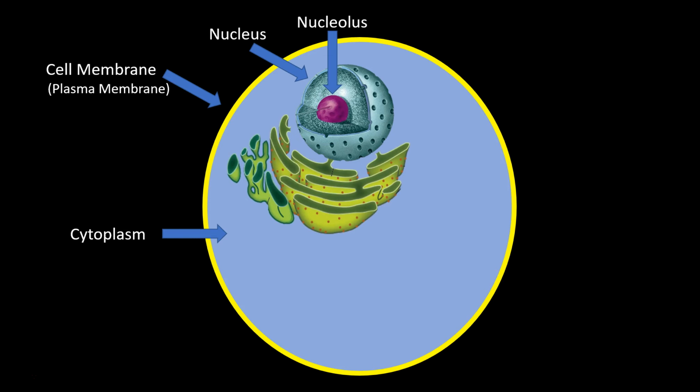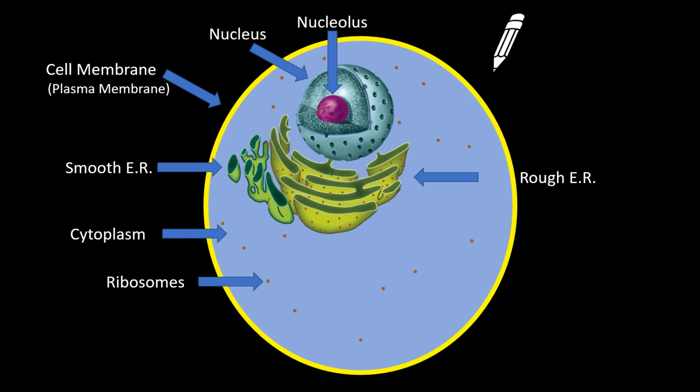Next, we have the rough ER. The rough ER is a continuation of the nucleus, and it is studded with ribosomes to give it that rough appearance. What it does is it makes proteins. Next we have the smooth ER, which is also connected to the rough ER. It does not have ribosomes, so it has that smooth appearance. And what the smooth ER does is it creates lipids and removes toxins.